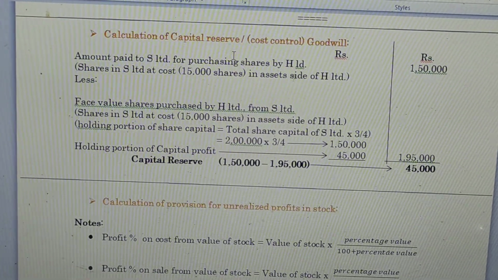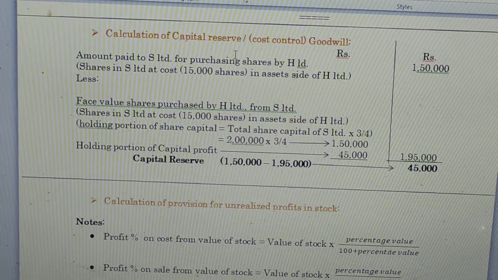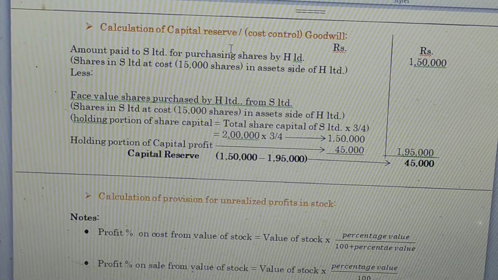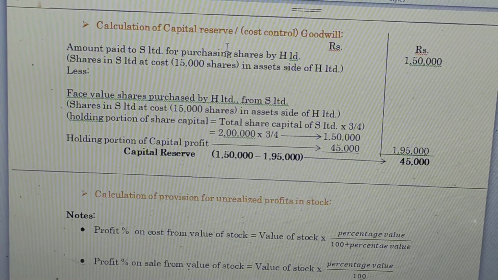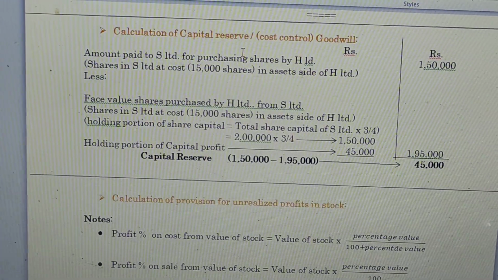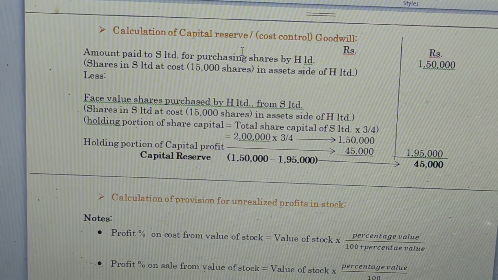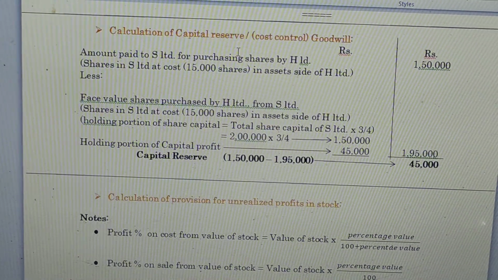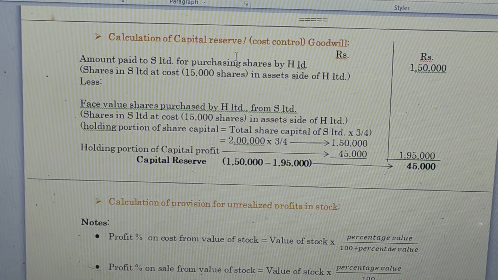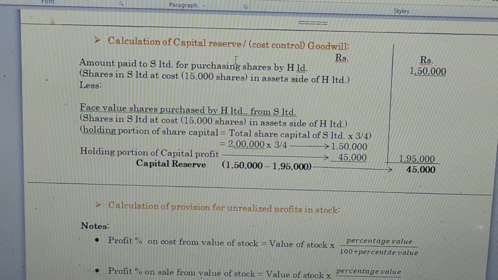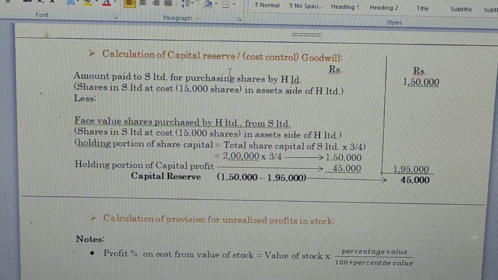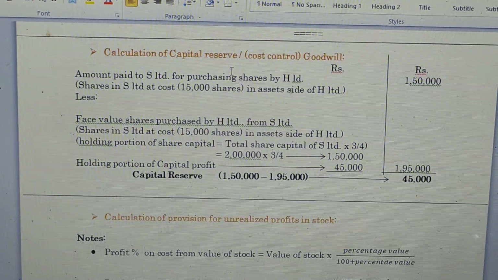The holding portion of share capital equals the total share capital of S Limited multiplied by 3/4. So 2 lakhs multiplied by 3/4, we get 1,50,000. Then holding portion of capital profit is 45,000. So the total deducted value is 1,95,000, which means 1,50,000 plus 45,000. So 1,95,000 will be less the above amount of 1,50,000, and we get a negative value or minus value.